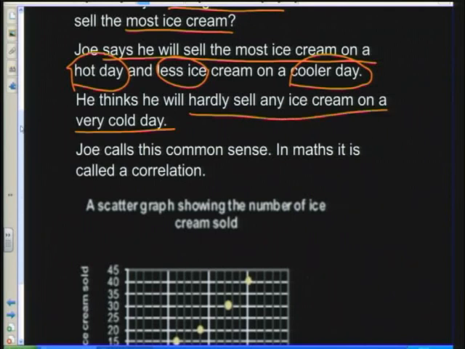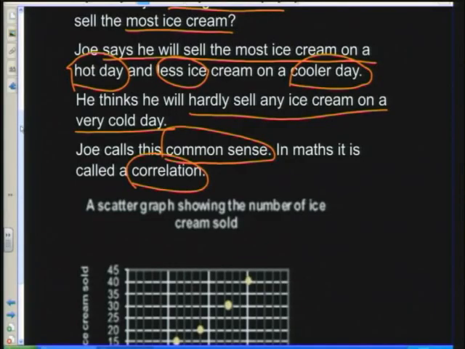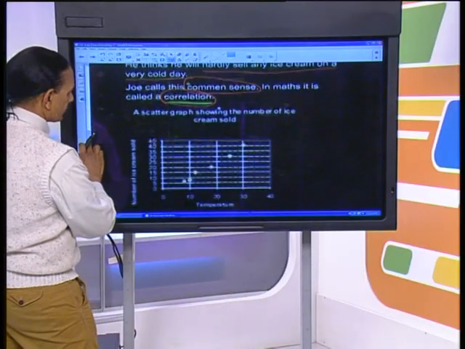Right. Joe calls this common sense. I suppose when it's cold, then you don't feel like ice cream. You rather feel like hot chocolate, isn't it? Or maybe Milo or something hot. Right. In math, it is called a correlation. There's a new word for you. A correlation. Now, let's see. What do I mean by that? It must make sense, or correlation.